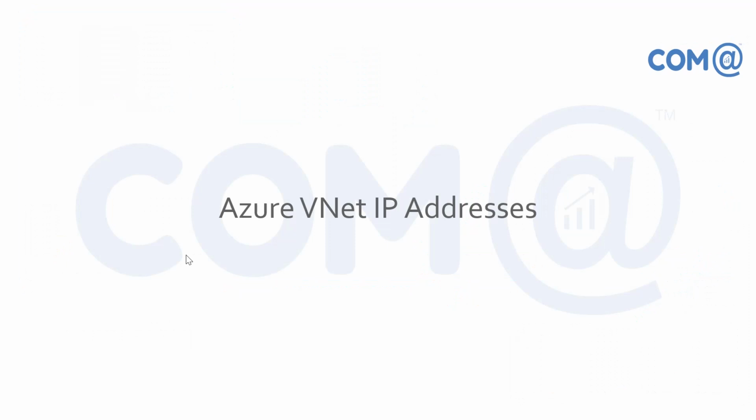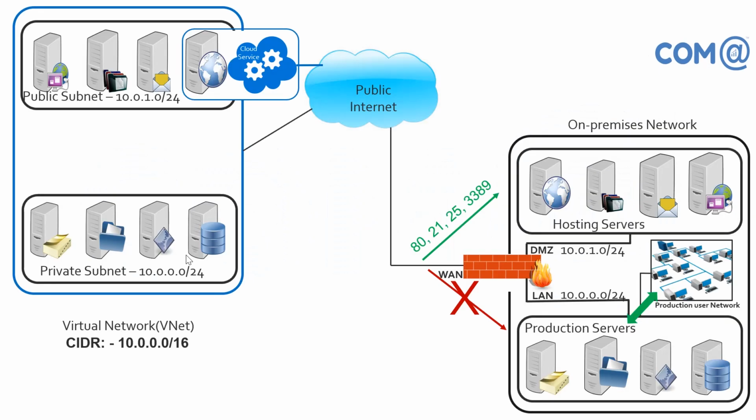And now we'll also have to understand the Azure VNet IP addresses. As we discussed earlier, while creating a VNet, we define a CIDR block for the entire VNet, and this entire VNet can be broken into smaller pieces, that is the subnets, so that we can break the big VNet into smaller logical networks.